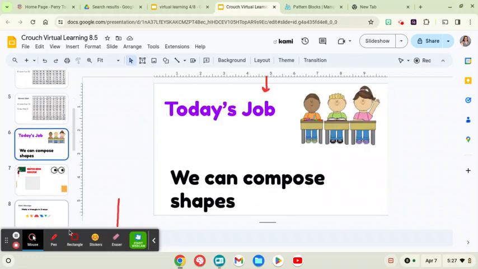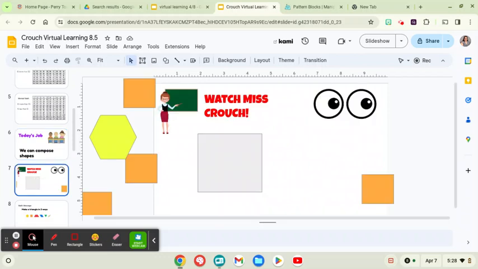So today's job, okay, we are going to be composing shapes. We're going to be composing some shapes. Miss Crouch, what does that word compose mean? That word compose means make. We're going to be making shapes using other shapes. Okay, so we've talked about shapes a lot this school year. Let me show you what I mean by making a shape. We're going to start here.